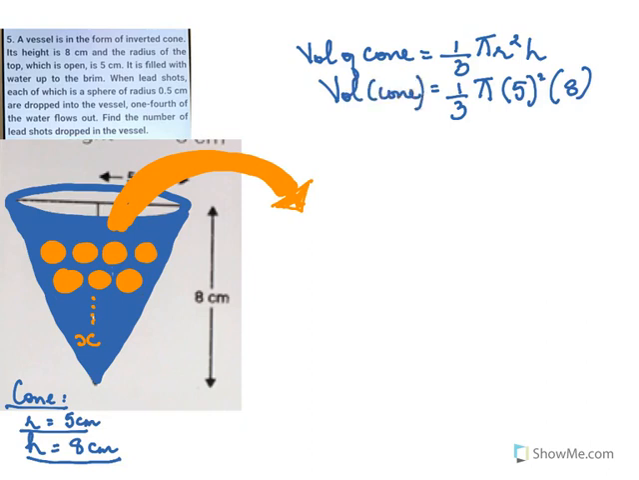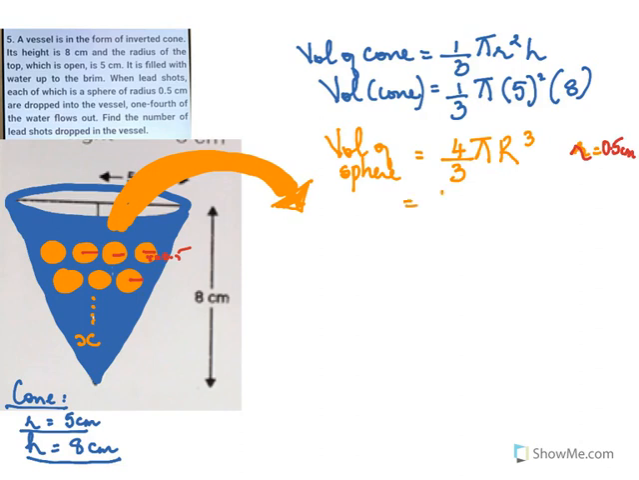Now we have the lead shots. The lead shots are spheres, so volume of sphere, or the lead shot, is 4/3 pi r cube. And the radius of these lead shots is 0.5 centimeters. So the volume becomes 4/3 pi r cube, 0.5 centimeter. That is volume of one sphere.